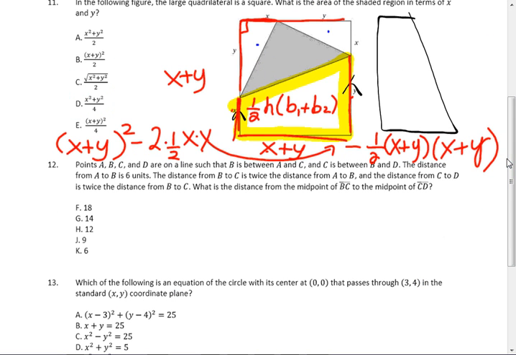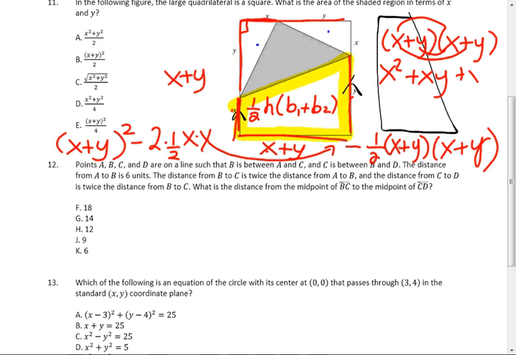What is x plus y squared? Not x squared plus y squared. Nope. You have to multiply it. FOIL. X squared plus xy plus xy plus y squared. Did you know that, Zach? That x plus y squared is all of that?